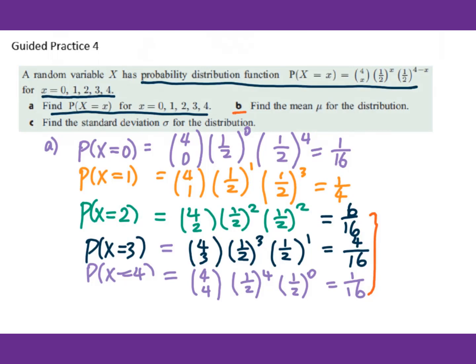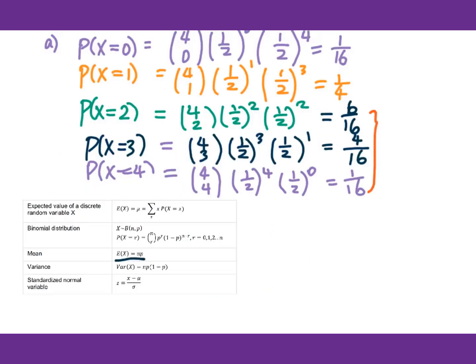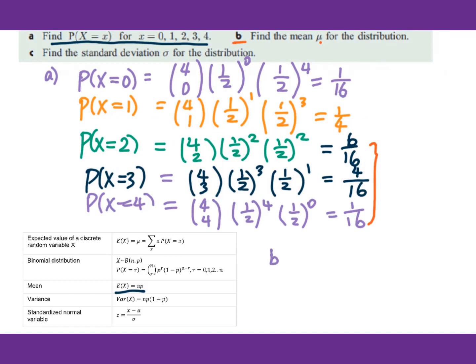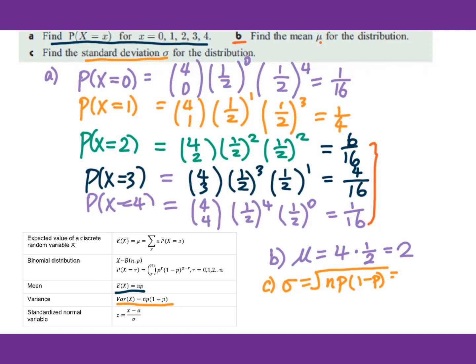Let's go to B. Find the mean mu for the distribution. According to the formula, the mean equals n times p. Therefore, mu equals n, which is 4, times 1/2. That equals 2. Find the standard deviation, sigma. Sigma equals the square root of the variance. So we get np times 1 minus p. We plug in, you will get 4 times 1/2 times 1 minus 1/2. You will get 1.